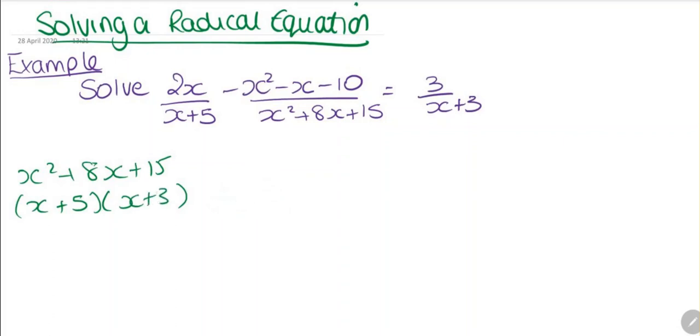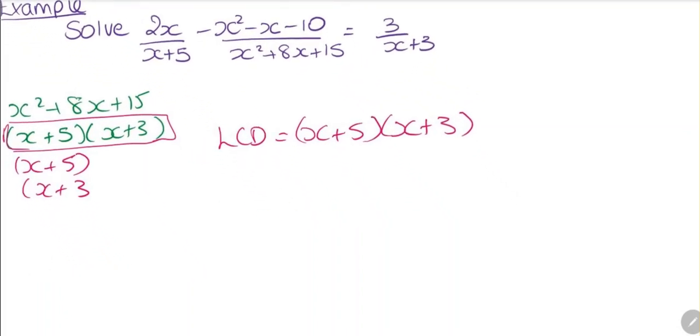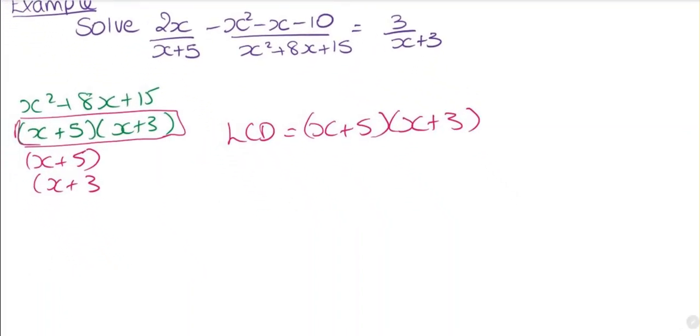So our other equations that we have x plus 5 and we have an x plus 3. So I can see my lowest common denominator. This is the highest factor. So we have x plus 5 and x plus 3. So we need to multiply everything, all the fractions, by x plus 5 and x plus 3. So let's see what we got.